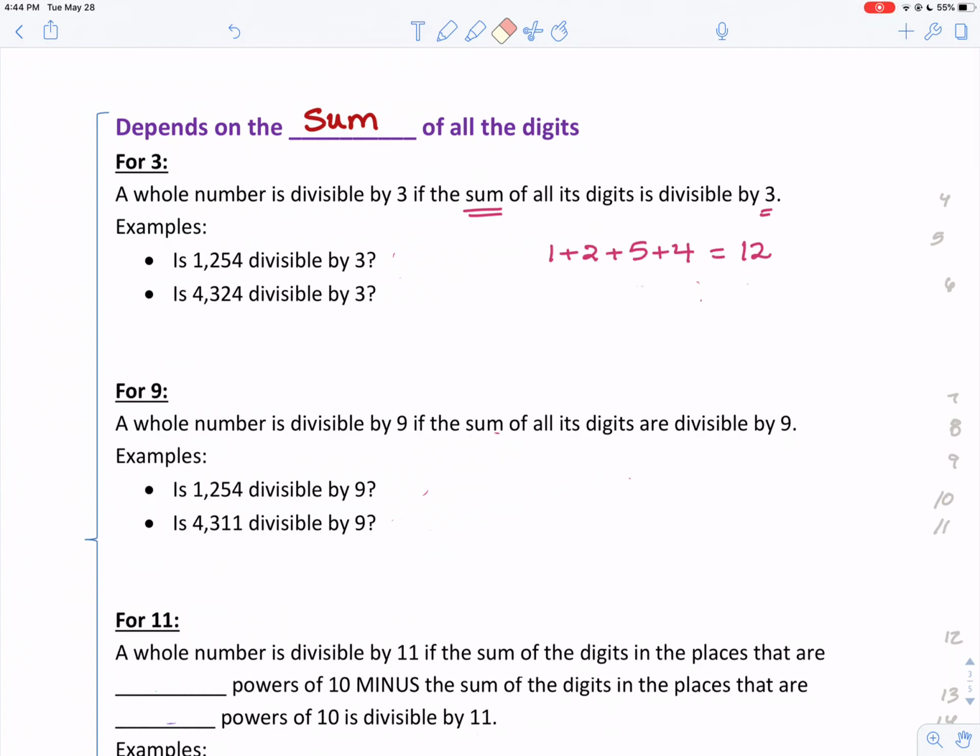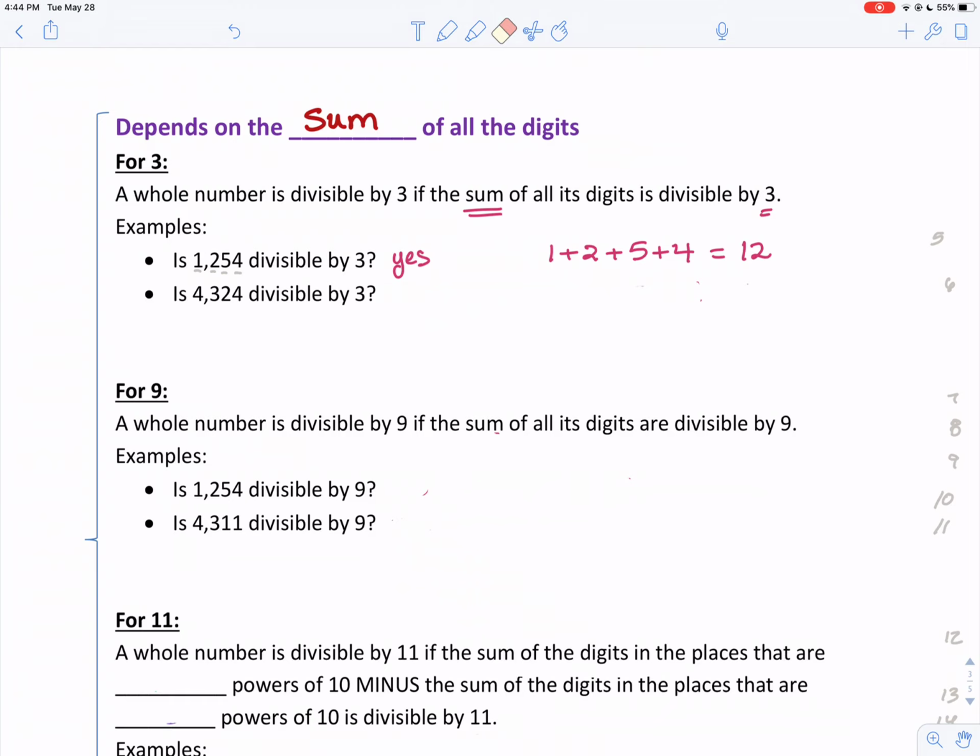First, we're going to take a look at each individual digit. So we've got 1 plus 2 plus 5 plus 4. So we add those up and we get 12. Is 12 divisible by 3? It is. So that means that bigger number is divisible by 3.